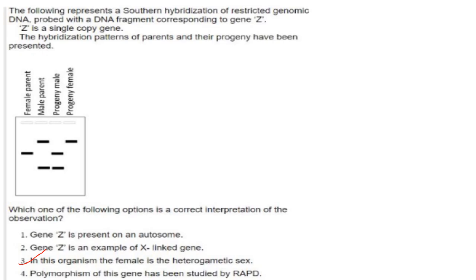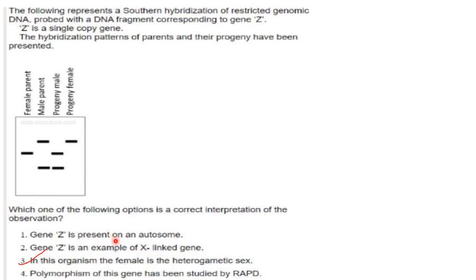Then next one. The following represents a Southern hybridization of restricted genomic DNA probed with a DNA fragment corresponding to gene Z. Z is a single copy gene. The hybridization patterns of the parents and their progeny have been presented. Which of the following options is the correct interpretation of the observation?